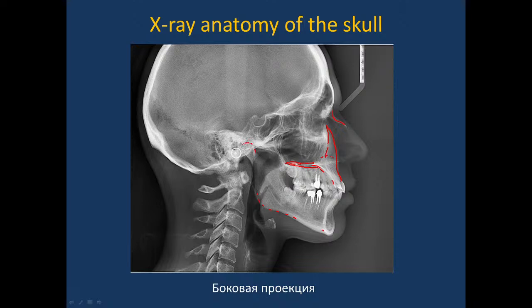This is the picture of the temporomandibular joints. Interesting, I hope you guess what it means. This is the hypophyseal fossa, hypophysis. The hypophysis is an organ of the endocrine system, and it is located just in the center of the skull in the sella turcica. Sella turcica.